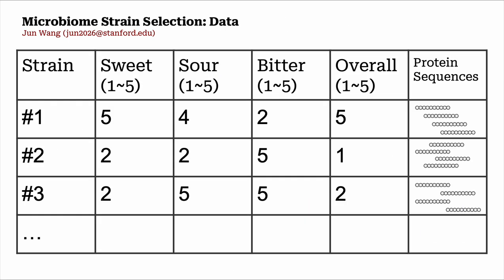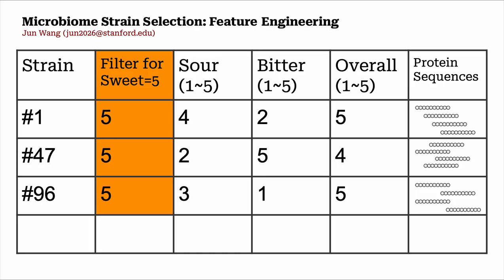So here's the data that I'm working with. I have a variety of strains. For each strain, we have taste score ratings for a few different flavors, such as sweet, sour, bitter, and overall. And we also have the protein sequences for each of the strains. Let's just say that we consider all the strains that score the highest on the sweet flavor.